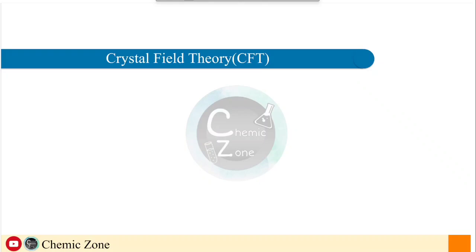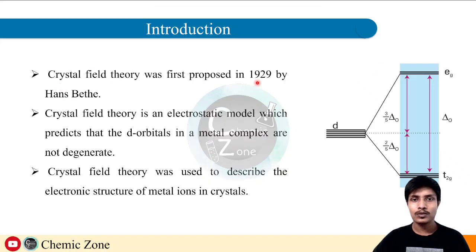Today we will study crystal field theory. The crystal field theory was first proposed in 1929. We have seen that in VBT all the d orbitals are degenerate. Degenerate means they have the same energy, right? But according to this theory, all the d orbitals are not degenerate. That means they will split into different energy levels.